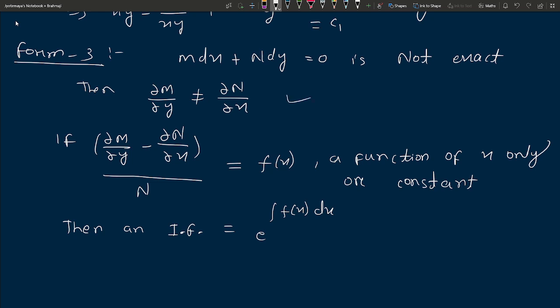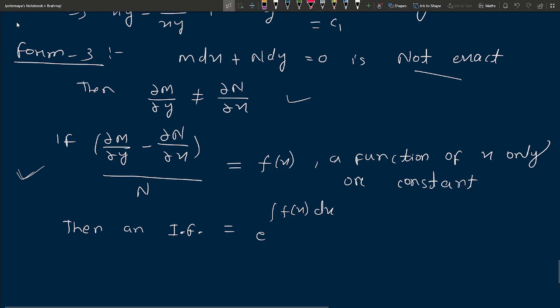Find del M by del y, find del N by del x, then see whether they are equal or not. If they are not equal, then it is not exact, and then you will find their subtraction, del M by del y minus del N by del x, then divide by N. If you find f(x), then the integrating factor is e to the power integration f(x) dx.